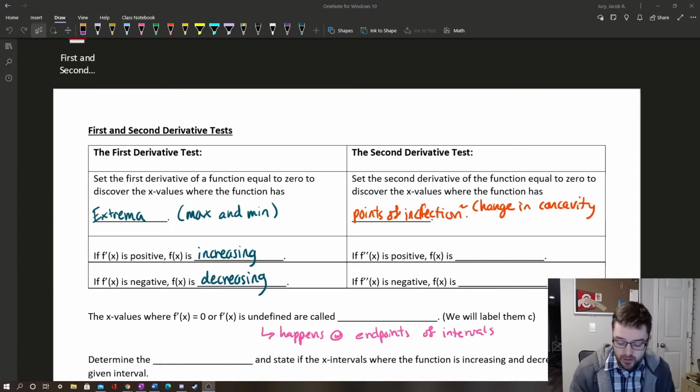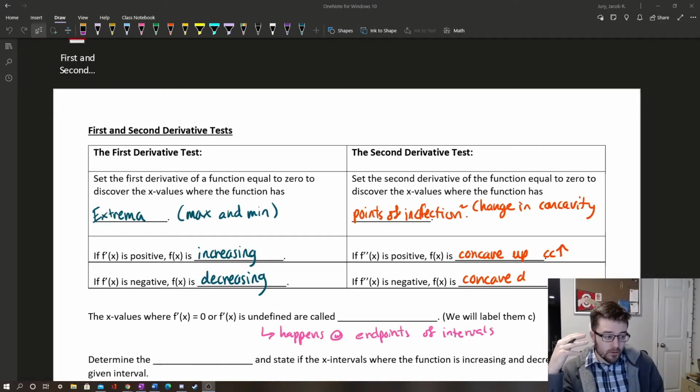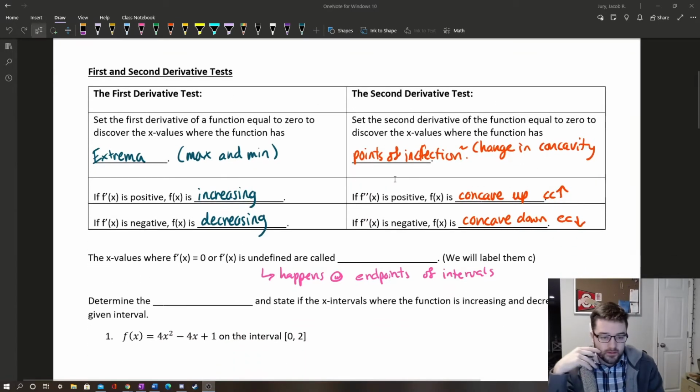The original function is going to be concave up, like a cup, and this might all be floating back to you, concave down if the second derivative is negative. Right. So how do we use these things is the trick.